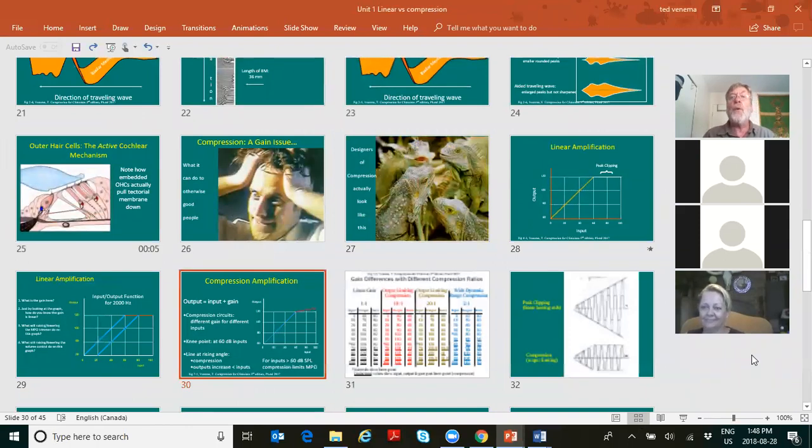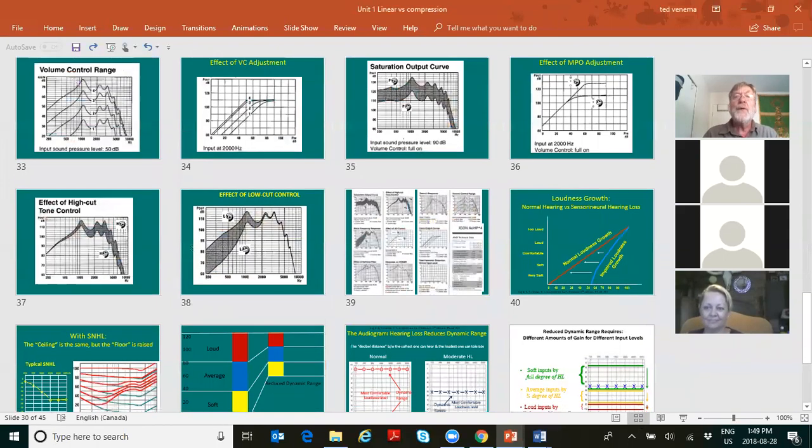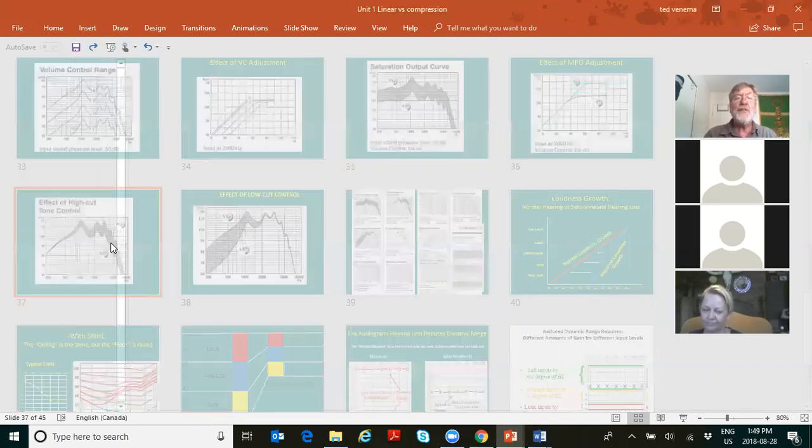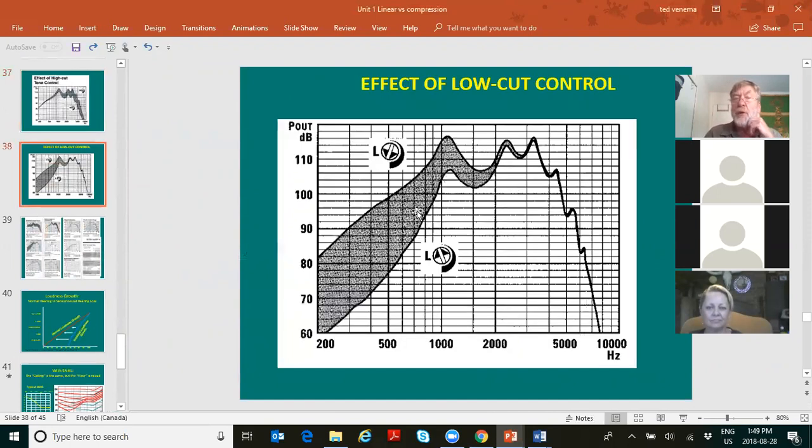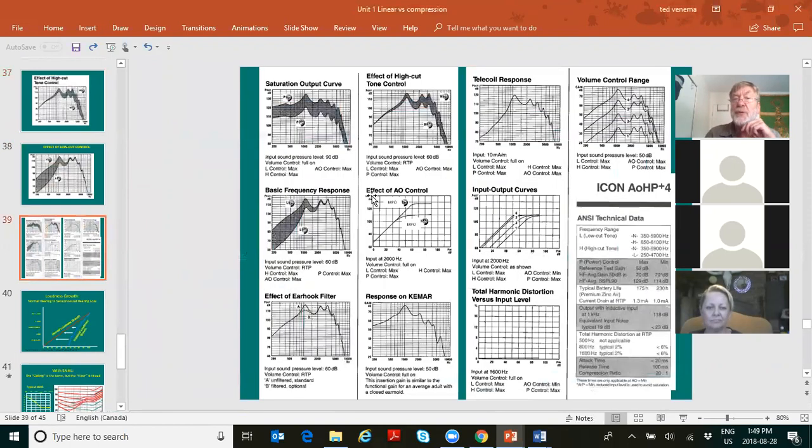Okay, so hearing aid specs. Here's an old analog hearing aid, but you'll see this on digital too. You can cut out the highs. You can cut out the lows. Frequency responses are very friendly controls to read. Here's a typical spec sheet from a hearing aid company. And here they gave the saturation output curve. There's that bass control. Here's that treble.